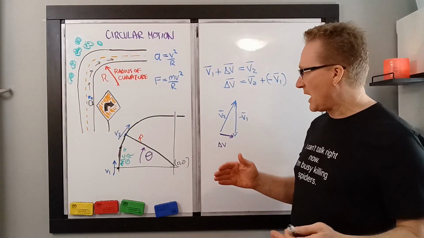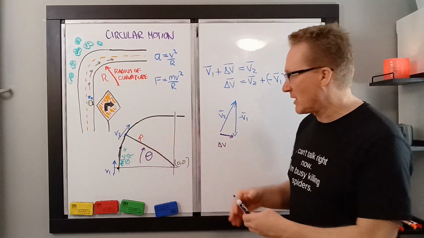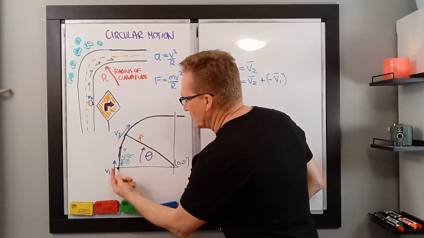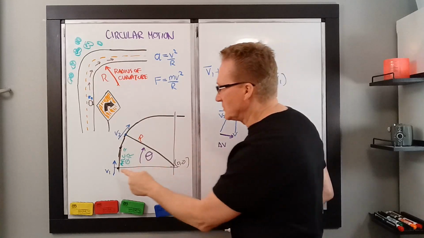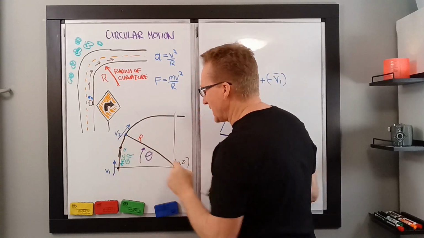All right, I'm back. I've resketched this diagram here. Here's the initial velocity, v1. Remember, v1, v2 are vectors. They have direction and magnitude. The magnitude is the same.